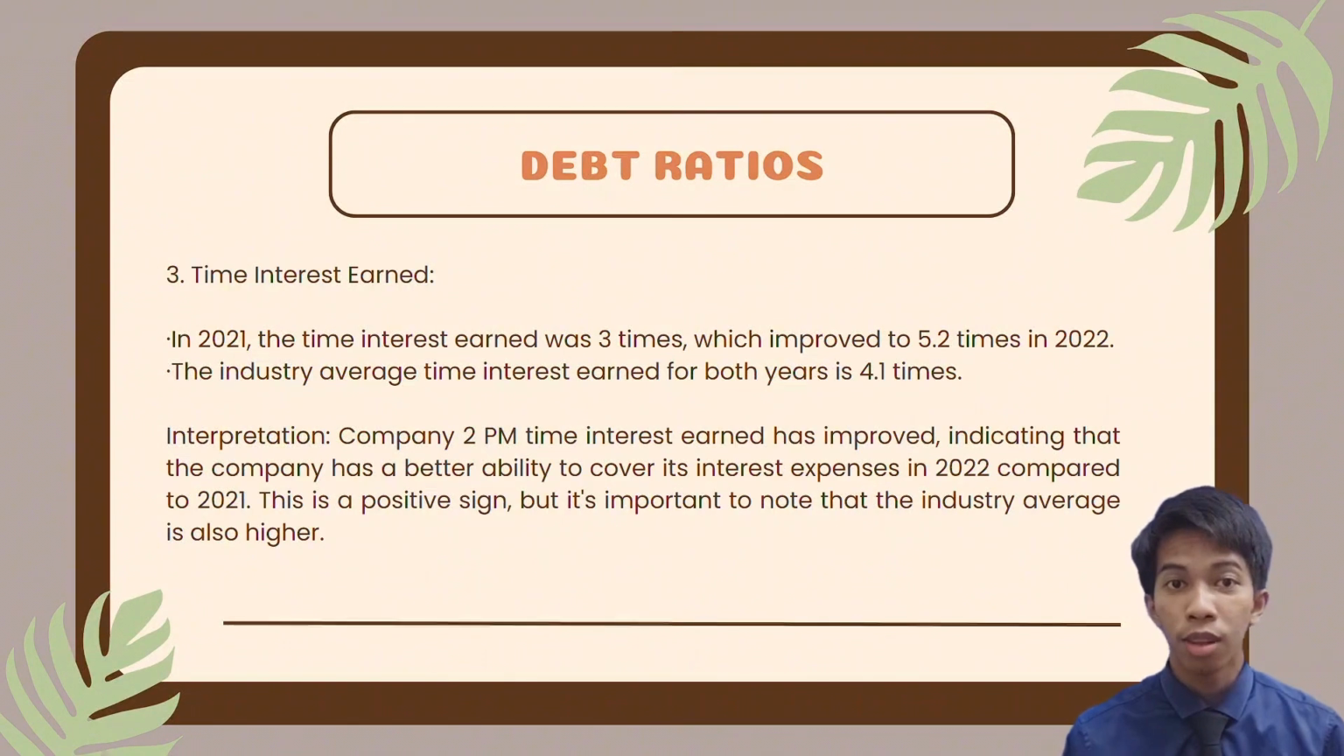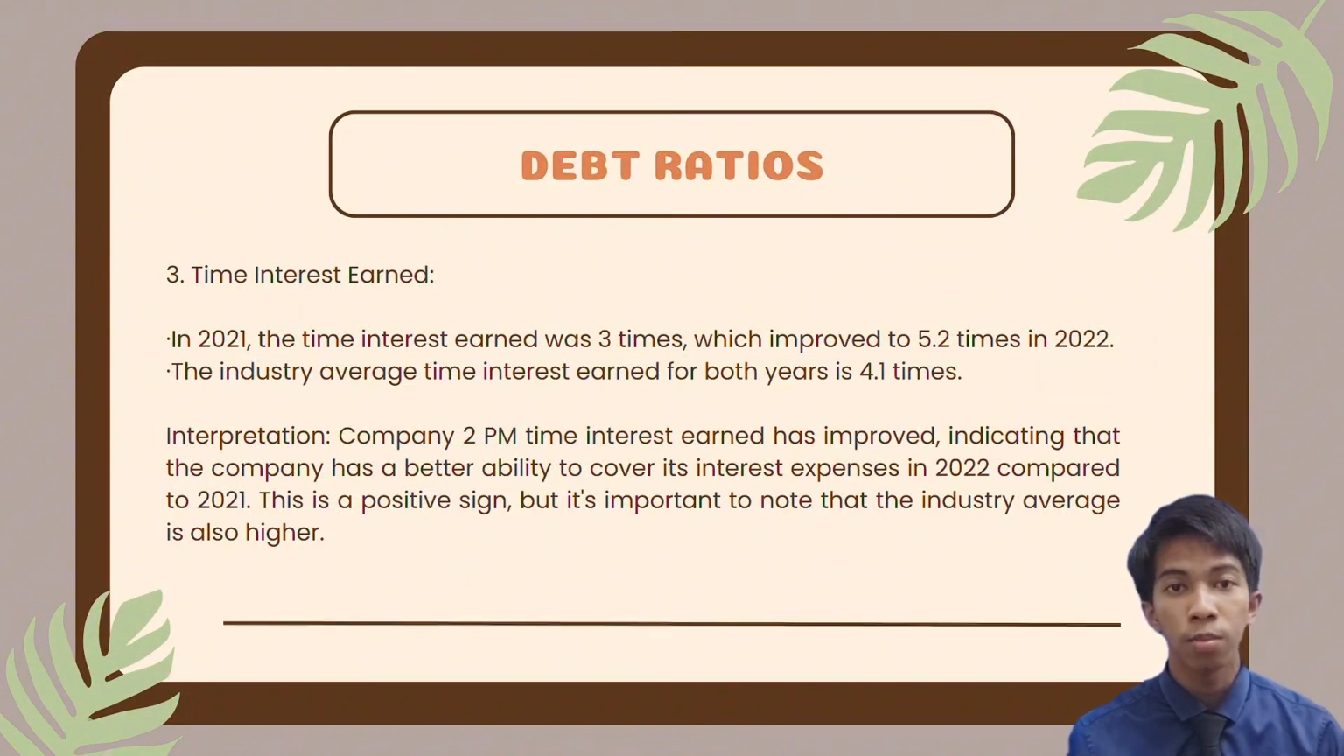For the times interest earned, in 2021, the times interest earned was 3 times, which improved to 5.2 times in 2022. The industry average times interest earned for both years is 4.1 times.